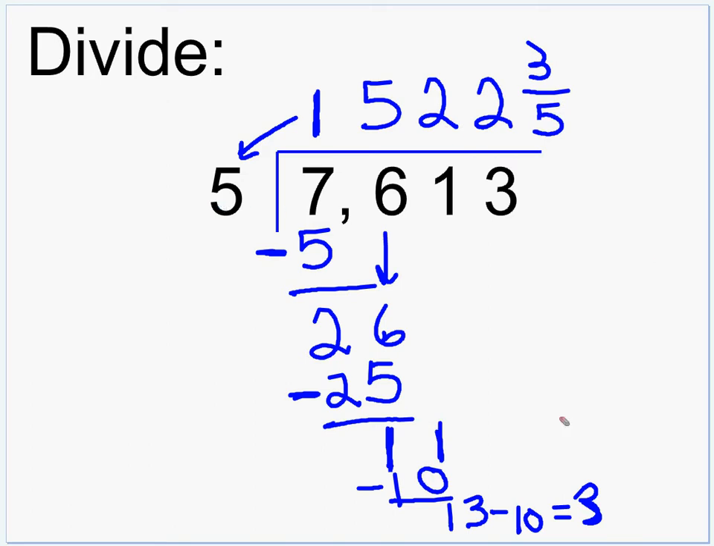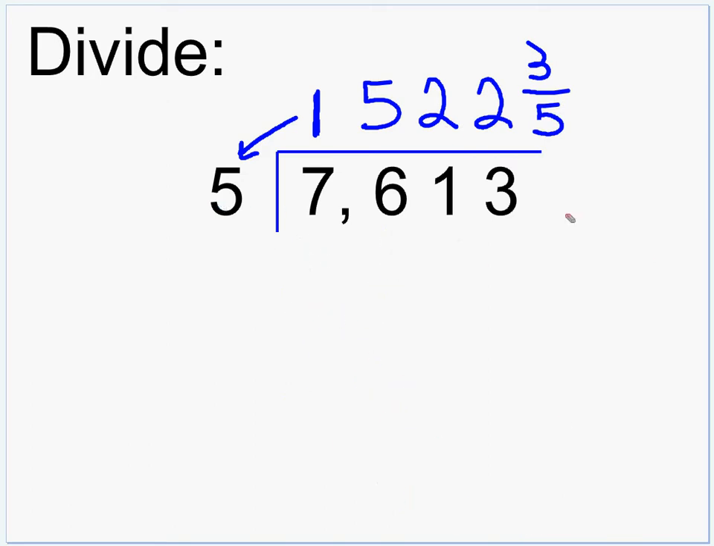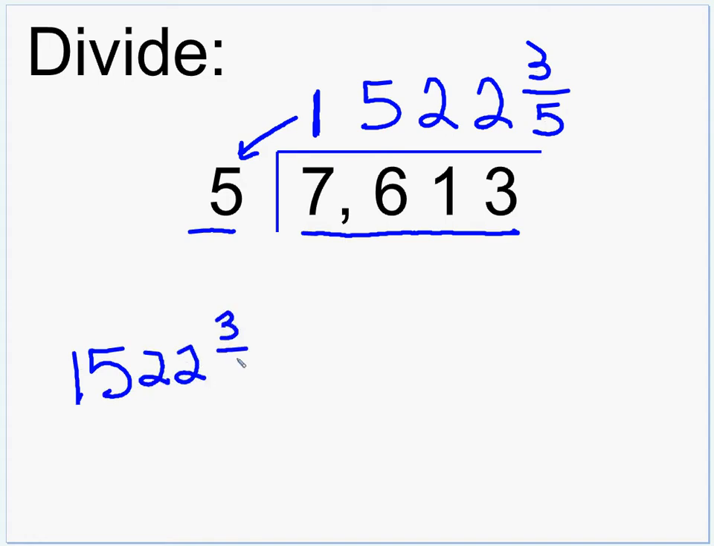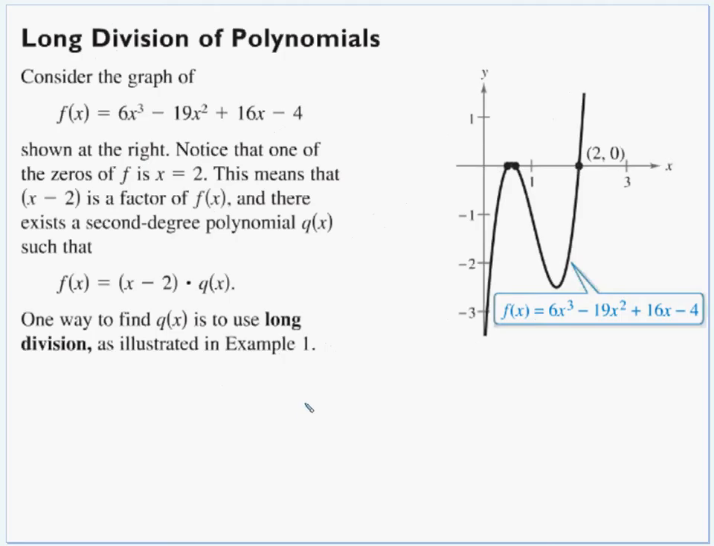And now let's take a look at what we sort of figured out here. Another way to look at this, what we figured out is 7,613 divided by 5 is 1,522 and 3/5. Or we could also now say that the number on top there, our answer, 1,522 and 3/5, times what we divided it by, 5, is equal to 7,613. Okay, just a little review here with numbers. Now let's do that with polynomials.